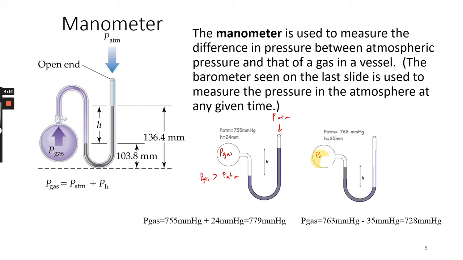Now in this example, the liquid in the tube is higher, closer to the pressure vessel here. So that means the atmospheric pressure is pushing down harder, pushing the liquid up here. So that means the pressure of your gas is less than your atmospheric pressure. So what you do then is take your atmospheric pressure minus the height difference in the U.